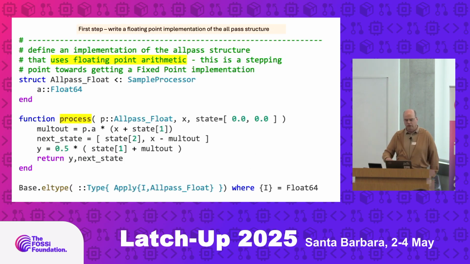So the first stage is to write our own floating point version. Here's the structure I talked about earlier. This contains the coefficients. Here's the processing function, which takes the block, the input, and the state. The default value of the state is 0. It's a function that returns the output and the next state. And then this is a one-liner to tell it what the output type is.